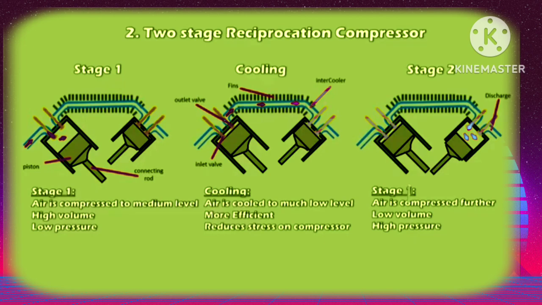On some models, you can clearly see the two stages, while on others, the low pressure and the high pressure cylinders are cast in one block, making it look like a single stage compressor.